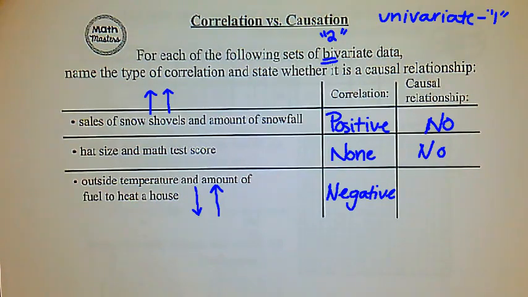Okay. So now the opposite: the outside temperature and the amount of fuel for your house, that definitely is affected. So that's a definite cause and effect. So that is a causal relationship. So for that, it really matters on the type of data that you are talking about with the relationship.